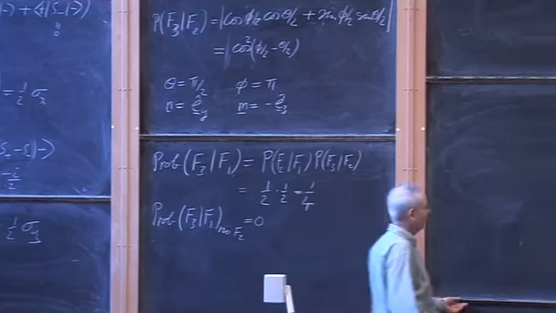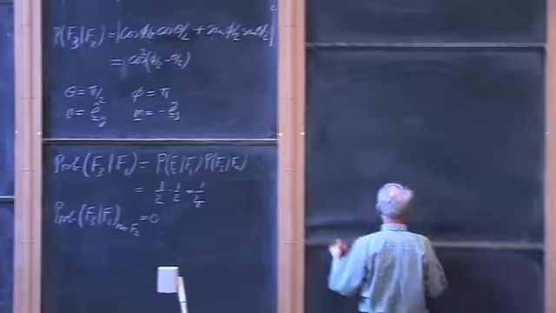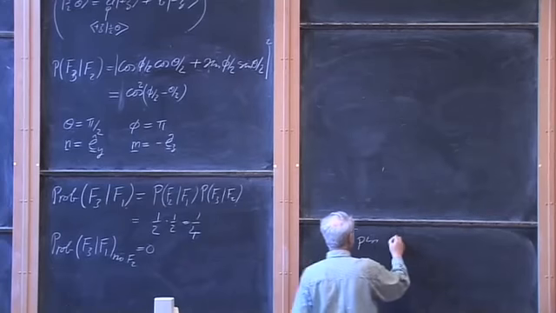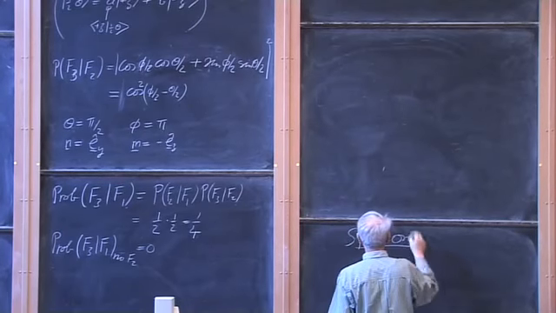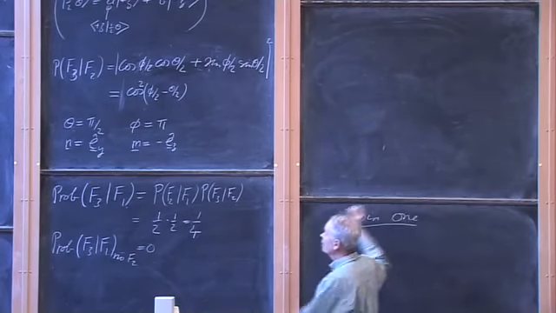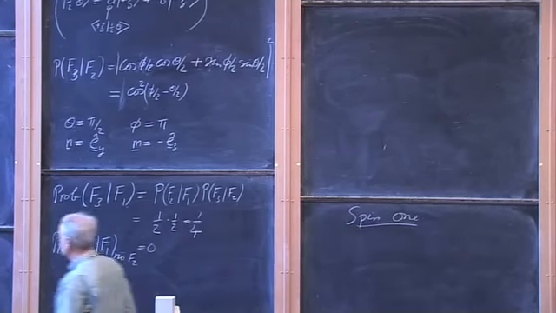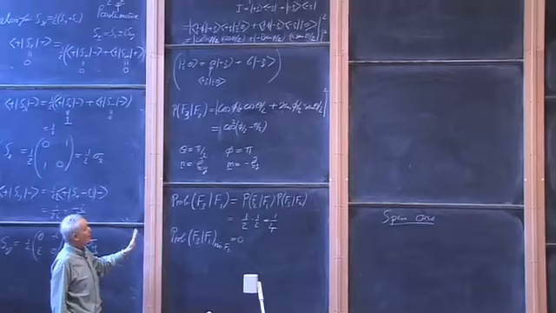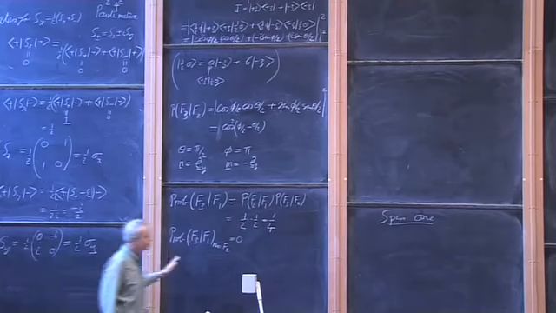So we should talk briefly, as I say, spin a half is far and away the most important case, but let's just briefly talk about spin 1 and make the point that everything that we've been doing here generalizes to arbitrary spin. There's nothing we've been doing here which is really peculiar to spin a half.